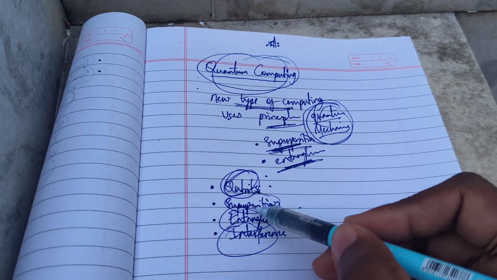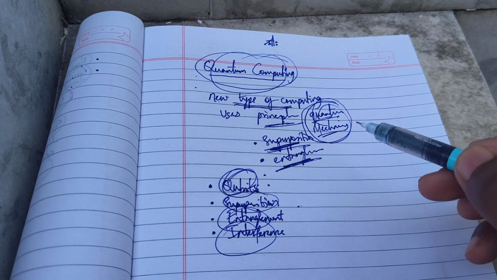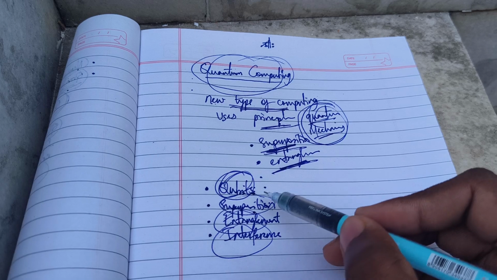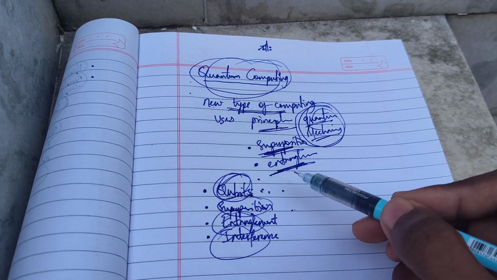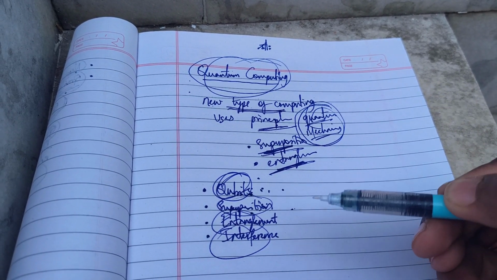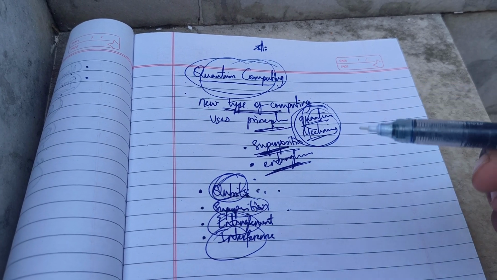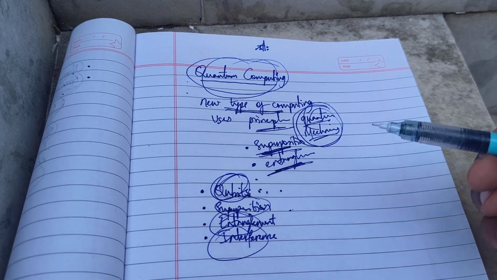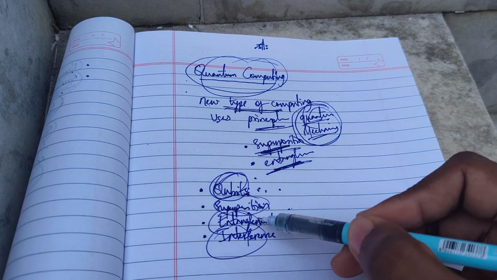Now coming to superposition, which is a quantum mechanics principle. In superposition, a qubit can represent multiple states at once, allowing parallel computation. So it can be 0 or it can be 1, and sometimes it can be both simultaneously. This is called superposition.